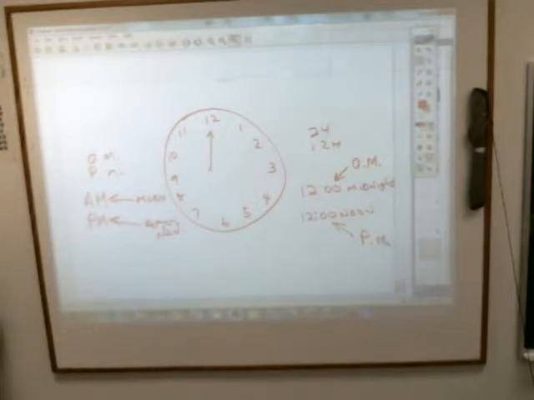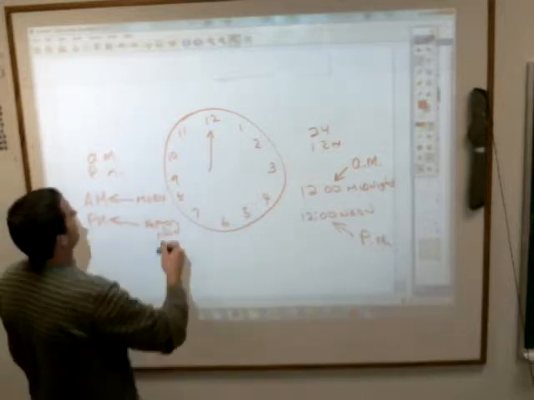Now, in the military, they don't want to get confused. They do things 24 hours a day, and if you say 1 o'clock, they don't know if you mean 1 o'clock in the morning or 1 o'clock at night. The military uses a different time system. They use a 24-hour system where it goes all the way, kind of like this.